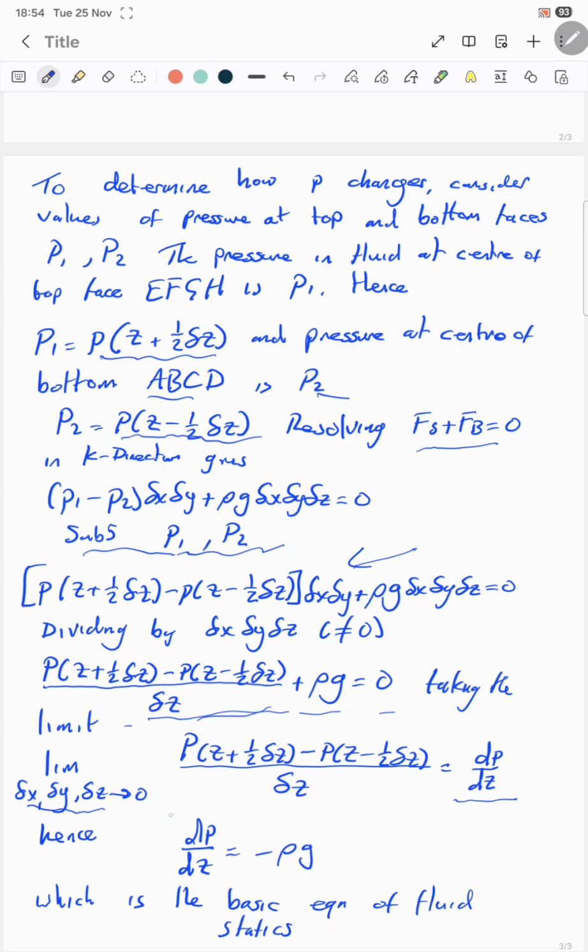Hence we get this differential equation, dp/dz equals minus rho g, and this is the basic equation of fluid statics, which we've just derived from fictitious fluid cubes. And now for solutions of this, as always with pressure, you're going to be integrating this with respect to Z, and that's the derivation of the basic equation of fluid statics.